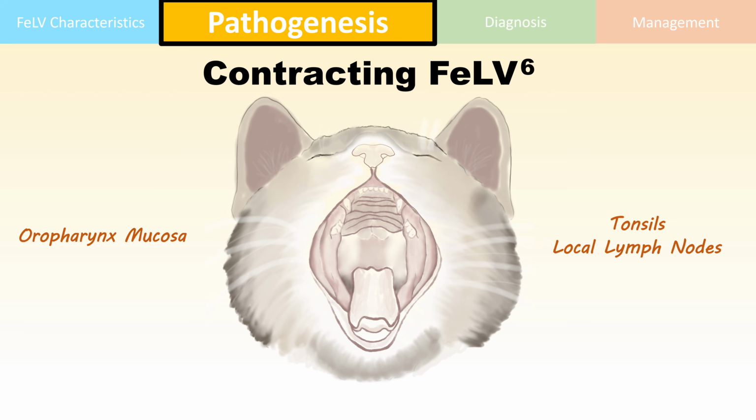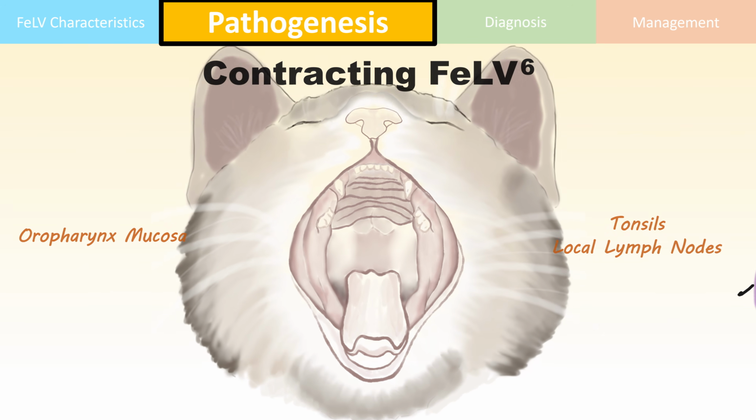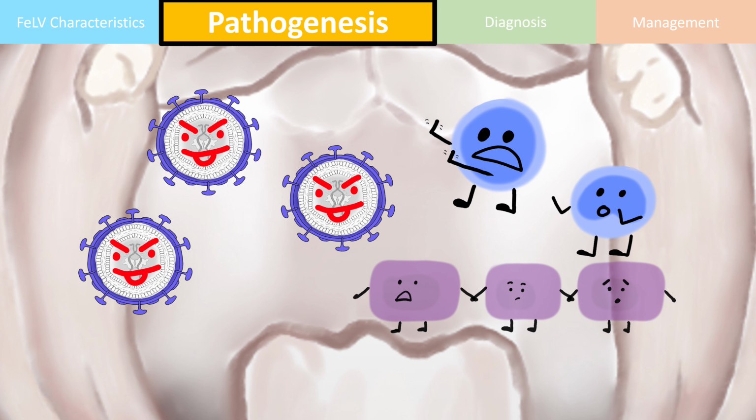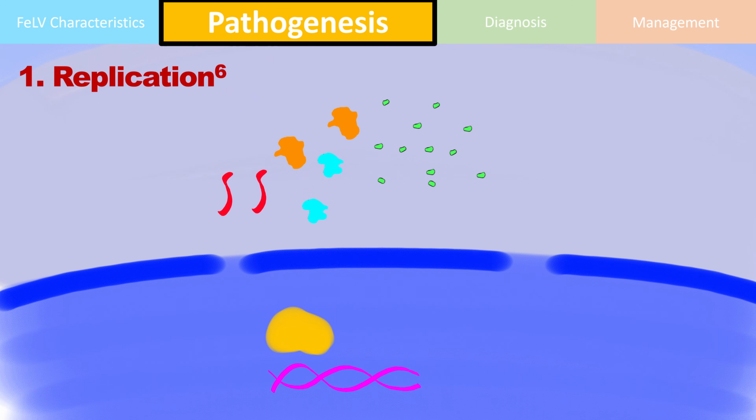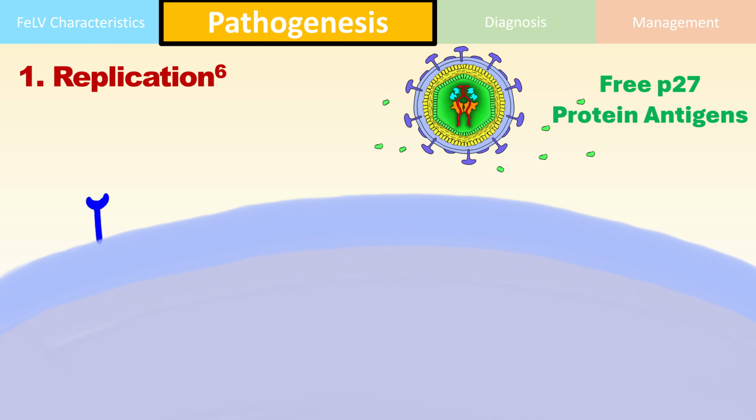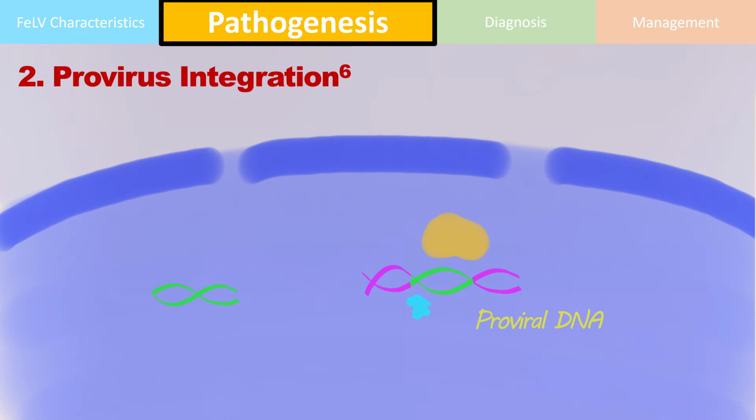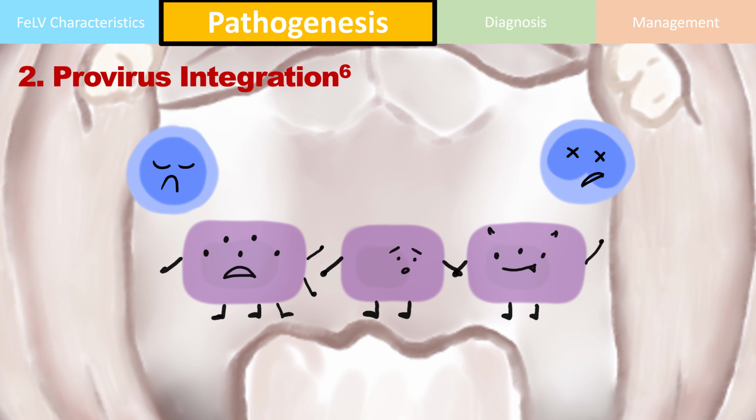Infection typically starts with viral replication in the oropharyngeal mucosa, which spreads to the adjacent lymphoid tissues, infecting lymphocytes and monocytes. The virus enters host cells to synthesize new virions and can also insert proviral DNA into the host genome, altering gene expression for continued viral replication.